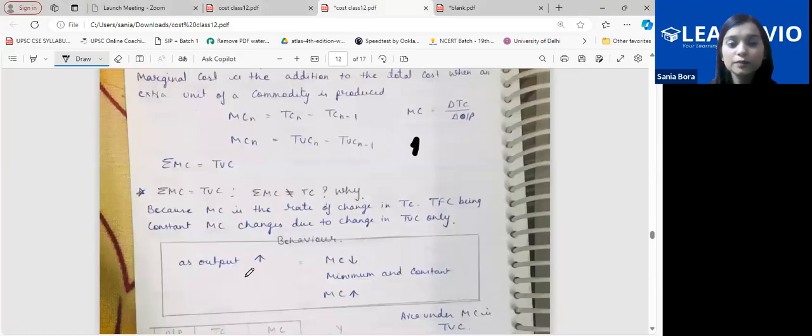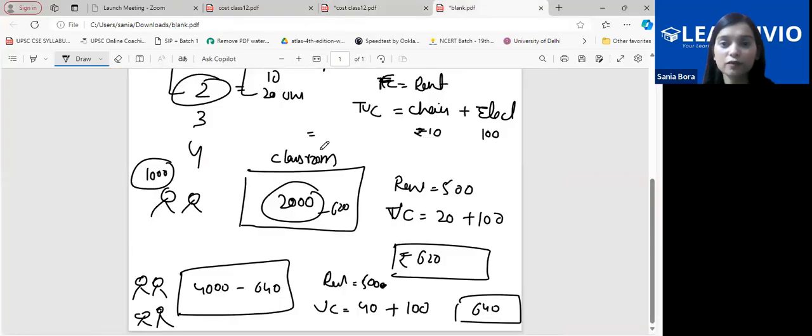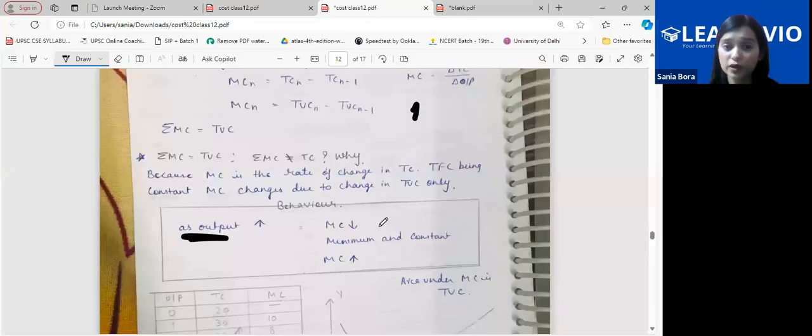Okay, done. So as output increases, MC, marginal cost, decreases. Getting my point? And it becomes minimum and constant. Then after some time it starts increasing. I bought a printer, right? So I have to pay less. Let's take an example, because the behavior of MC is very important. First it decreases as output increases, then it becomes minimum and constant, right? And then it starts increasing.